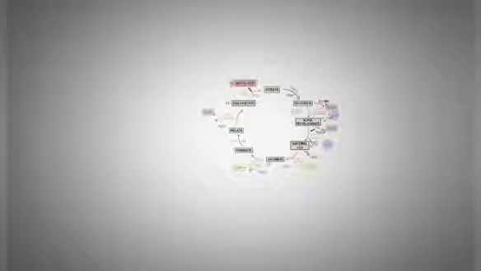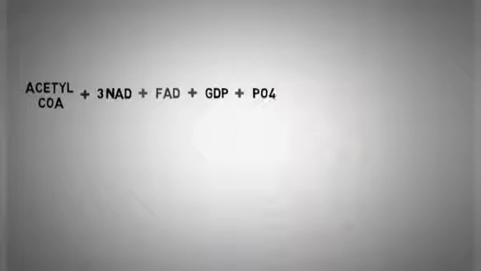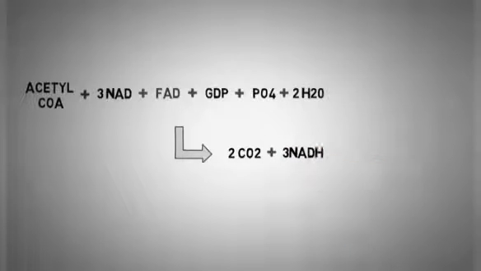Now the net reaction of the citric acid cycle is 1 molecule of acetyl-CoA plus 3 molecules of NAD plus 1 molecule of FAD plus 1 molecule of GDP plus 1 molecule of inorganic phosphate plus 2 molecules of water combined to give 2 molecules of carbon dioxide and 3 molecules of NADH plus 1 molecule of GTP and 1 molecule of coenzyme A. What is this gibberish? Well, let me decode this reaction for you.